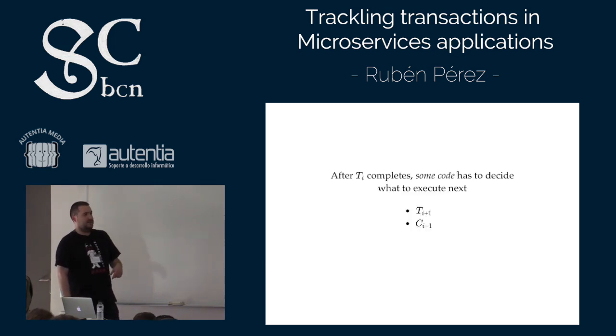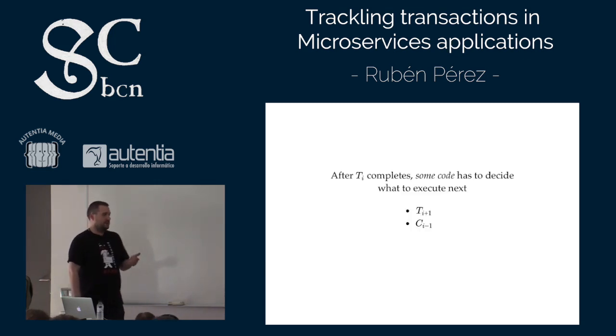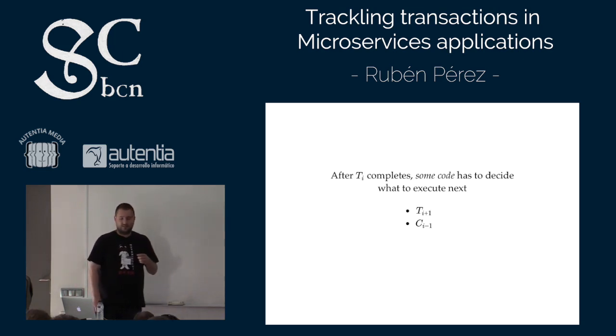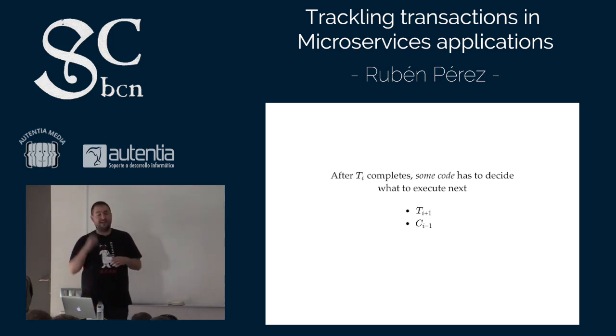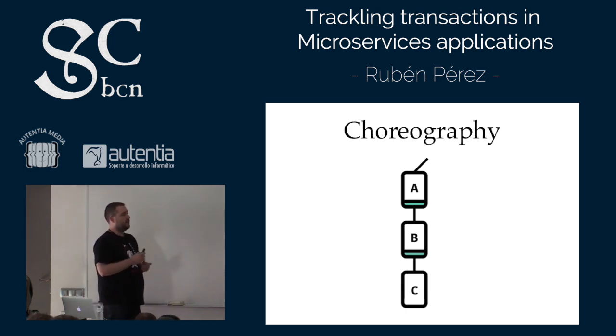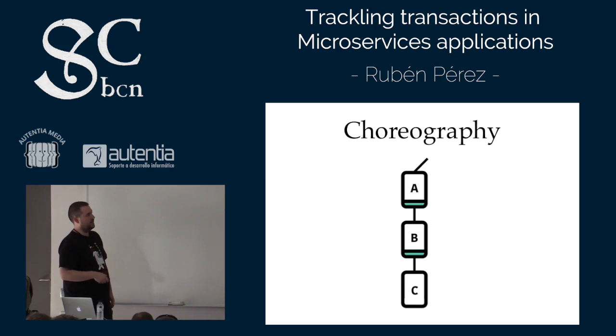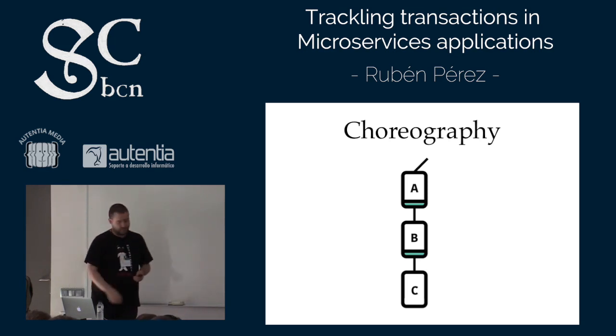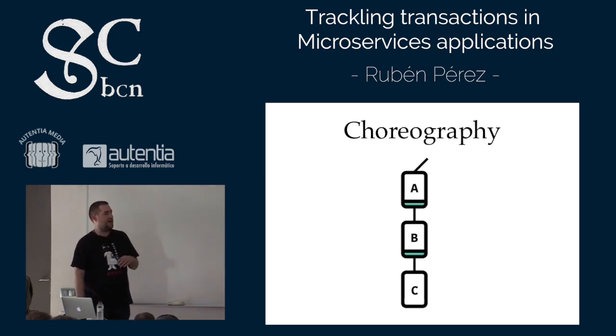So after any of our steps complete, some code has to decide what to execute next. It could be the next step, or it could be a compensating action to a previous one. So the first option is choreography. If our flow has 3 steps, I don't need any central component. Just my saga will get to the A step, will get it executed, will continue to the B step and to the C step, but without any central component handling the flow.